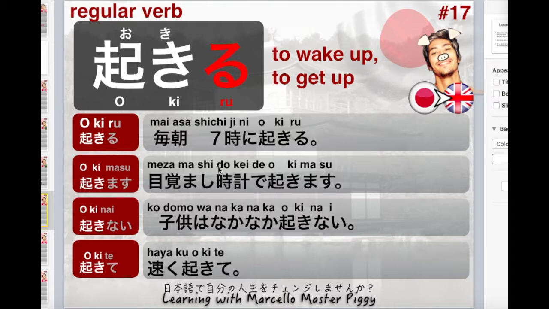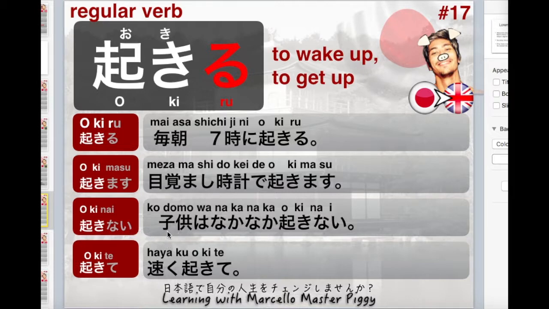word to another word like that, we tend to put a ten, so the to becomes do, right? So mezamashi doke is nothing more than an alarm clock. So I wake up with an alarm clock. 目覚まし時計で起きます。The negative form is 起きない. Don't wake up or don't get up.